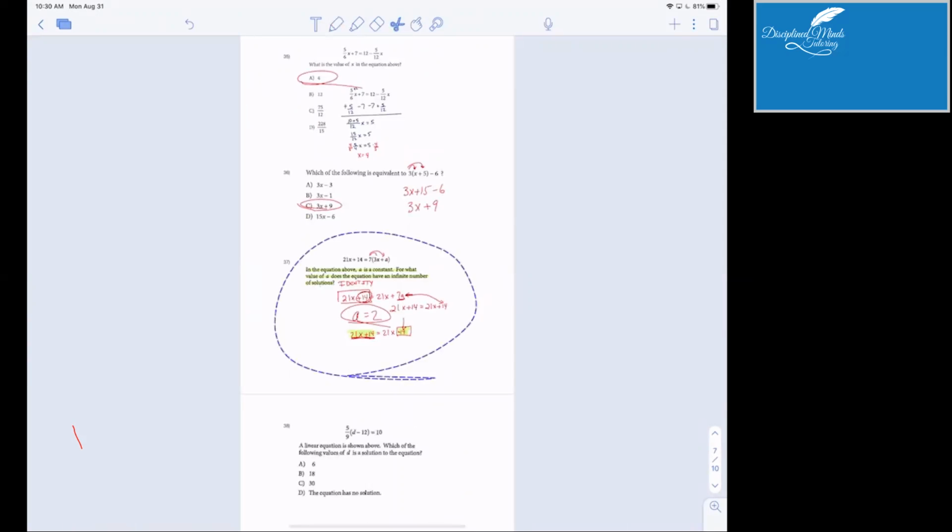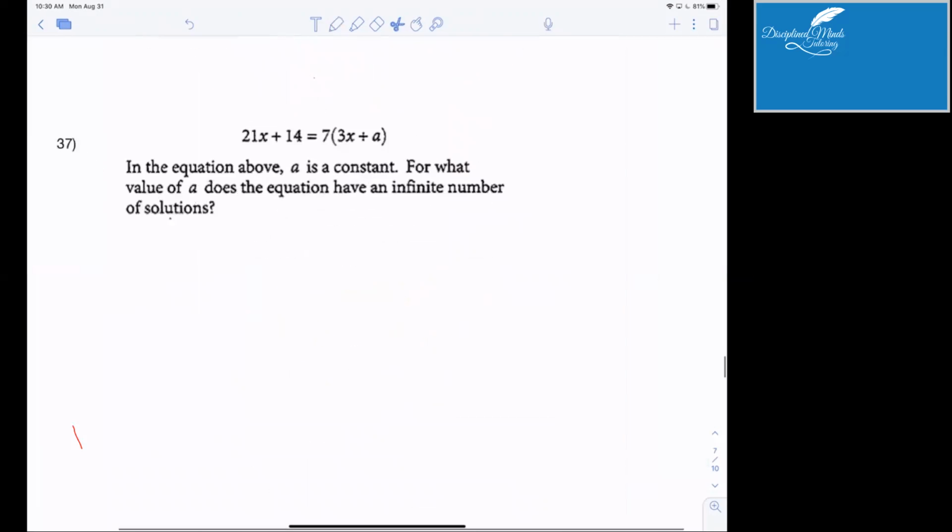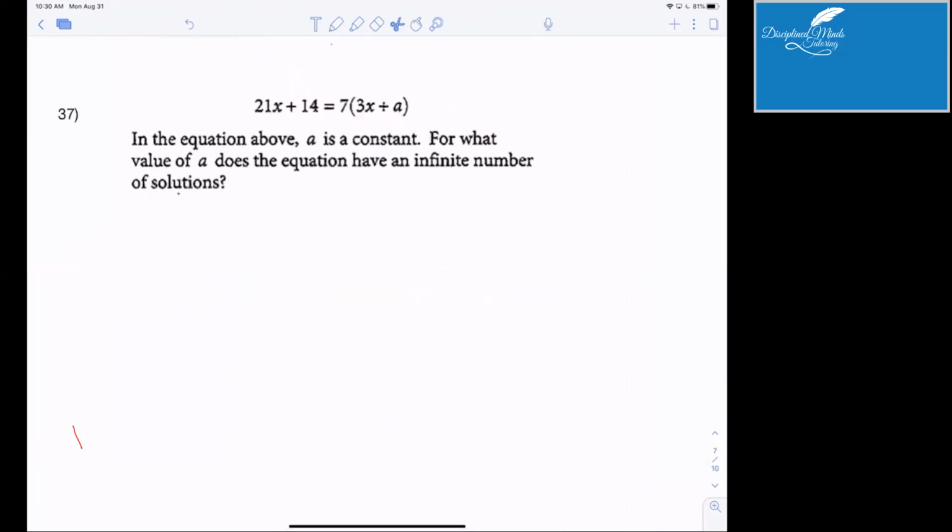All right, 37 is a really big problem. In the equation above, A is a constant. For what value of A does the equation have an infinite number of solutions? Why would it have an infinite number of solutions if it's all real numbers? That means it's an identity.